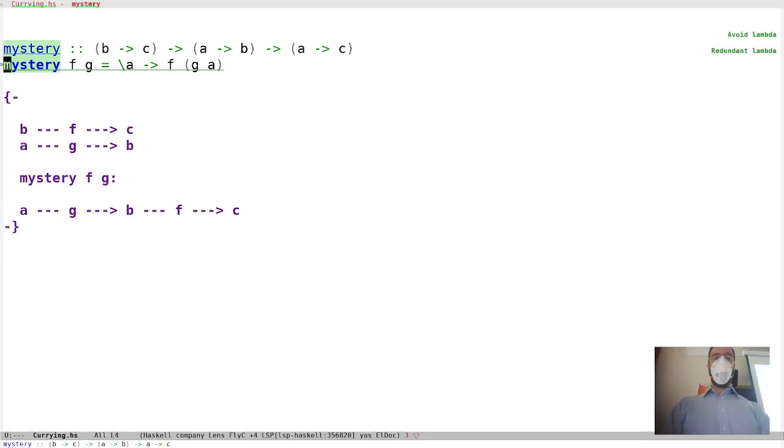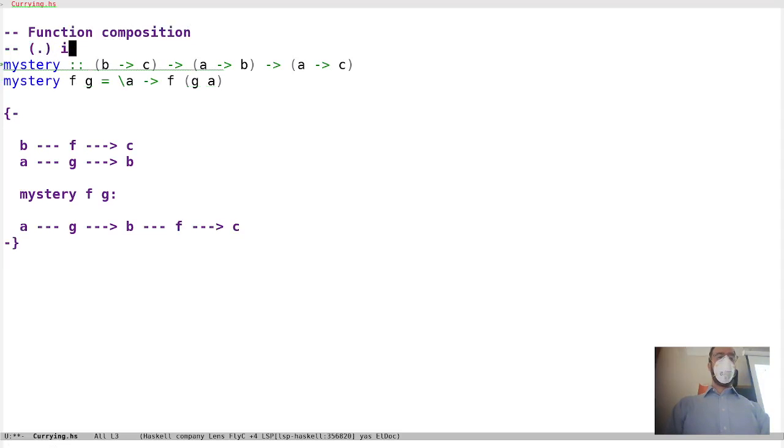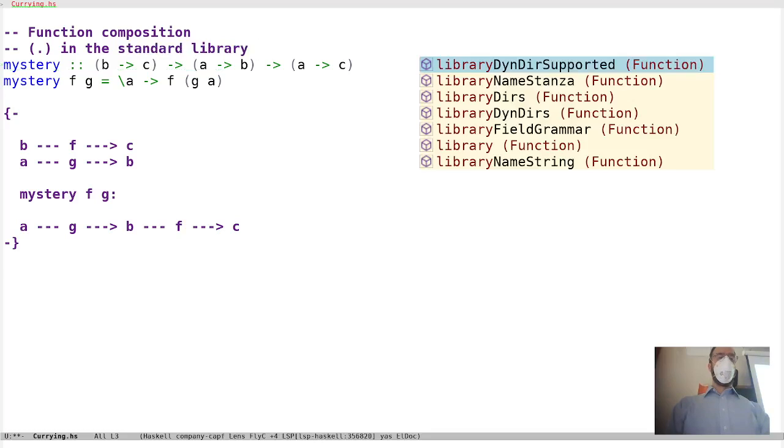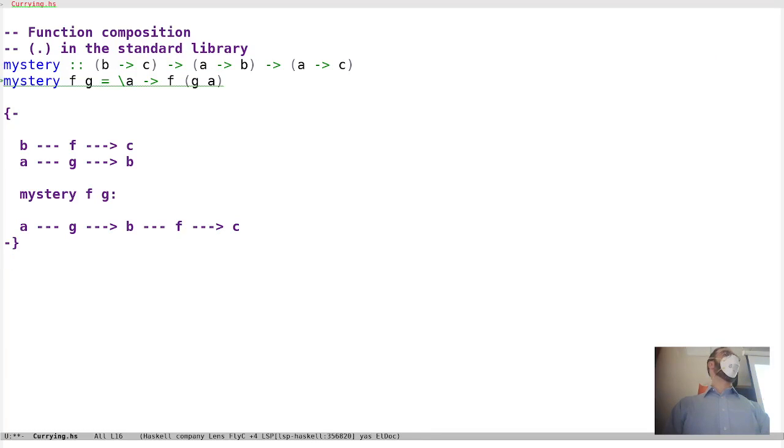Okay. So this is actually called function composition. It's called dot in the standard library. Okay, so instead of writing mystery FG, I can actually write F dot G. The dot is supposed to look kind of like the little circle symbol that you probably learned in, I don't know, middle school. We often use that small circle in the middle to denote function composition, right? And that's what this is. They just didn't want to use a Unicode little circle symbol. So it's just dot.